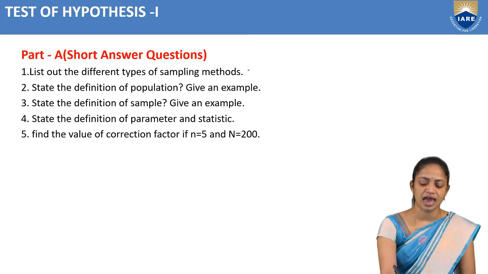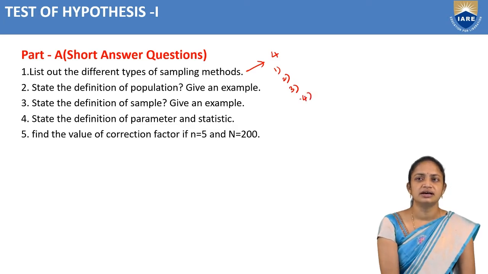We have a total of 2 sampling methods. The first one is probability sampling and the second one is non-probability sampling. In probability sampling, we have 4 methods. First is systematic random sampling, second is simple random sampling, third is stratified random sampling, and fourth is clustered random sampling. So we have 4 methods in probability sampling.